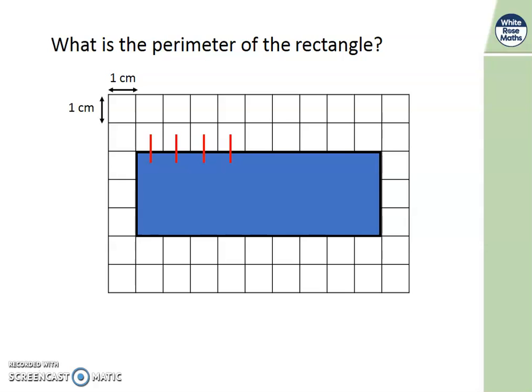1, 2, 3, 4, 5, 6, 7, 8, 9. Keep counting. Keep going. Nearly there. So how far was it all the way around the outside? Did you spot? It's 24 centimetres. Well done if you spotted that.